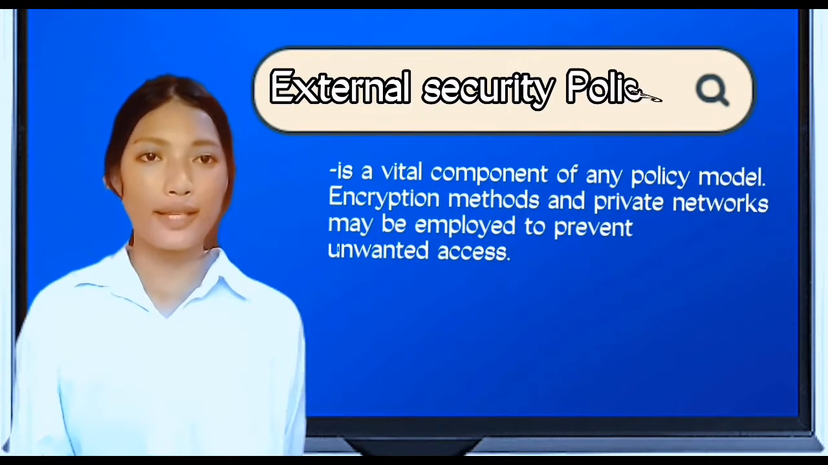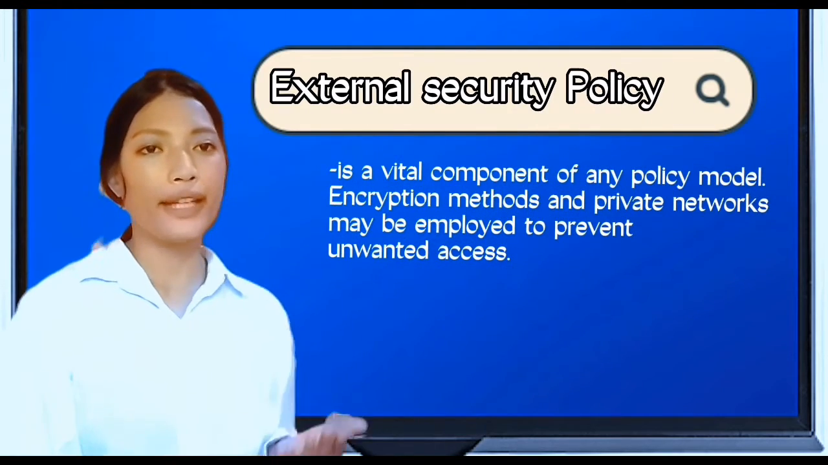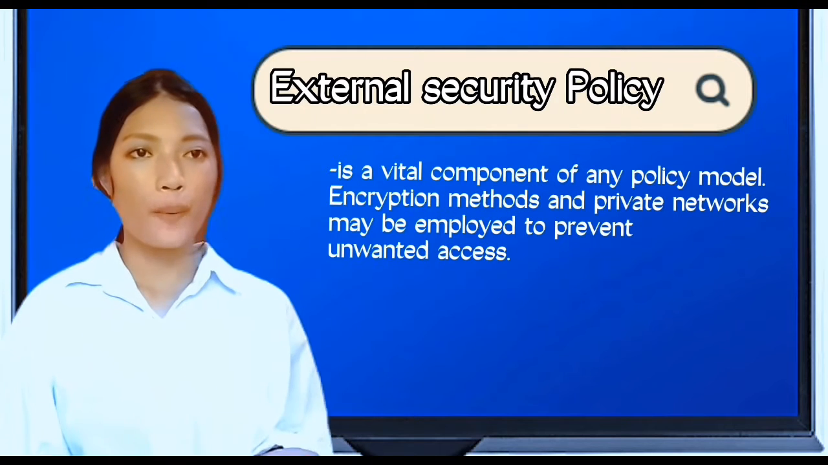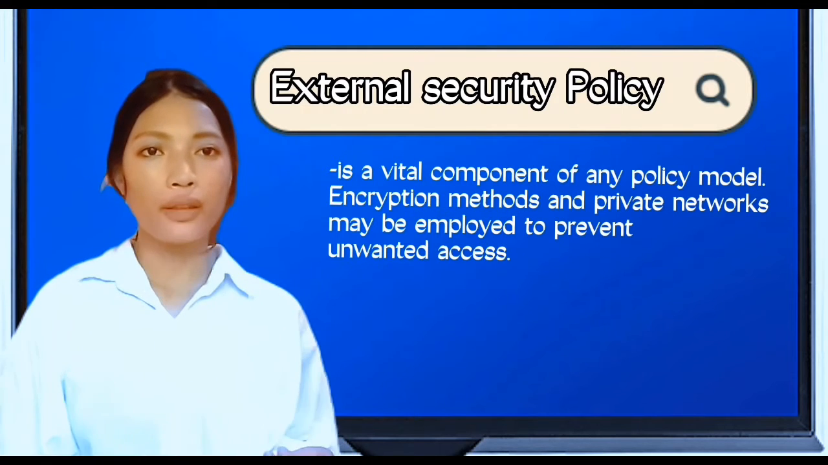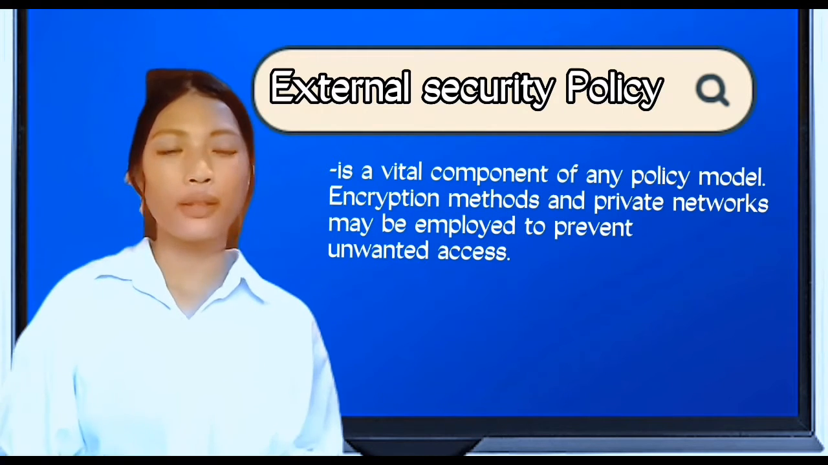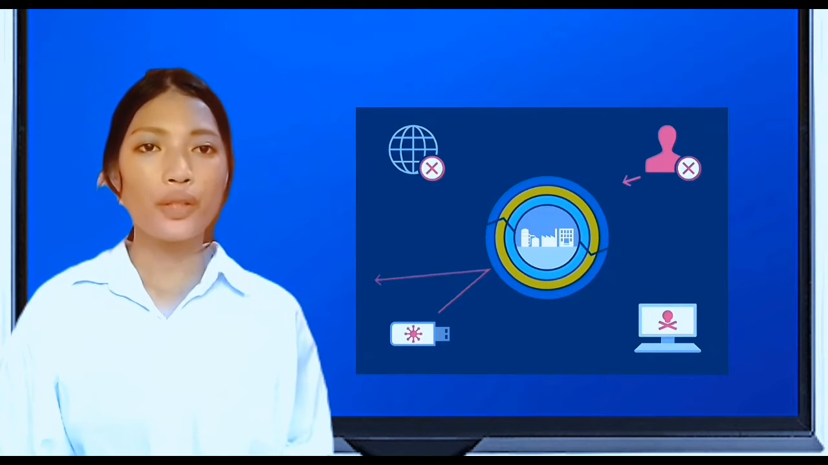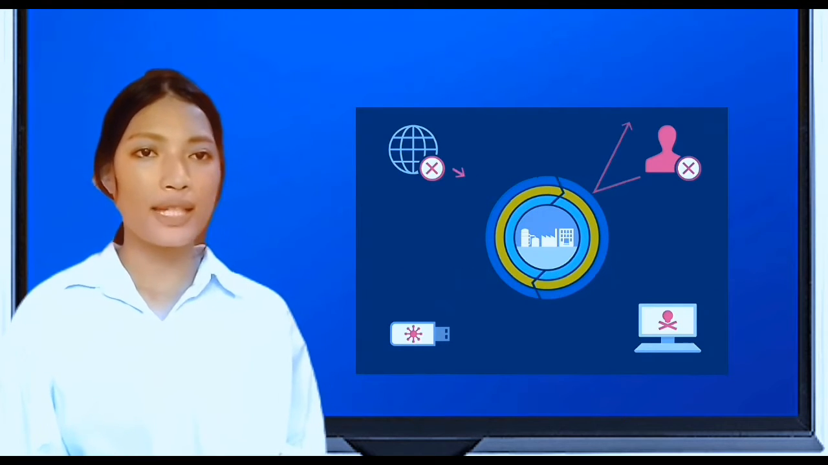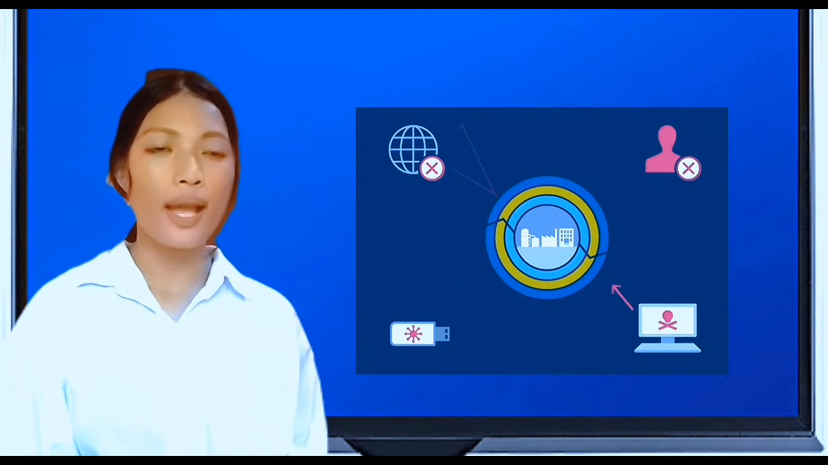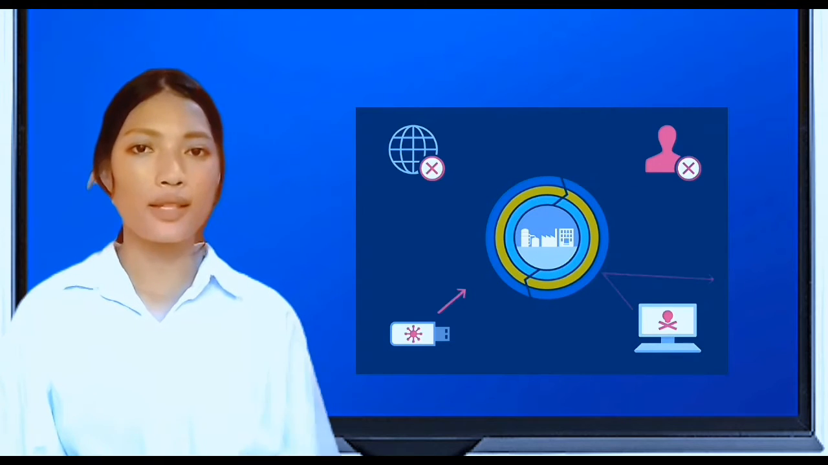External security is a vital component of any policy model. Encryption methods and private networks may be employed to prevent unwanted access. In addition, a computer security policy may also establish firewalls and individual security settings.